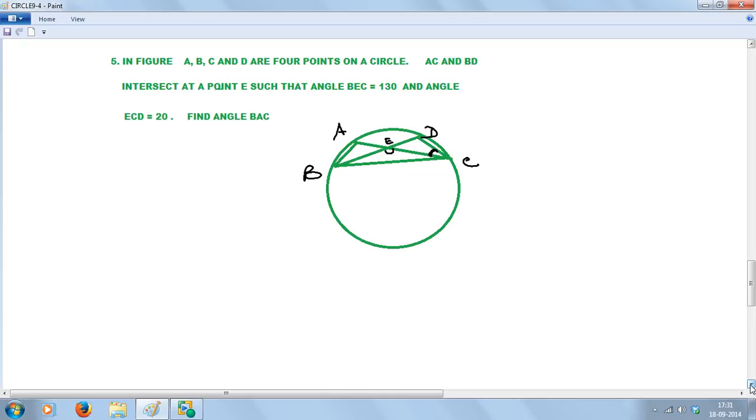In the figure, ABCD are four points on a circle. AC and BD, as shown in the diagram, intersect at point E, such that angle BEC is equal to 130 degrees and angle ECD is equal to 20 degrees. We are not able to type the degree symbol, so you can add it wherever possible. Find angle BAC.